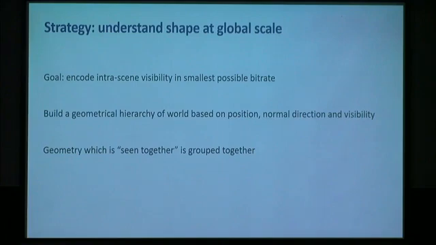And how we did that was by building a geometrical hierarchy of the world based on position, normal direction that the geometry is facing in, and the visibility of what else it can see. So informally, the idea is that the geometry that's seen together at the same time, or likely to be seen at the same time, gets clumped together in this hierarchy.